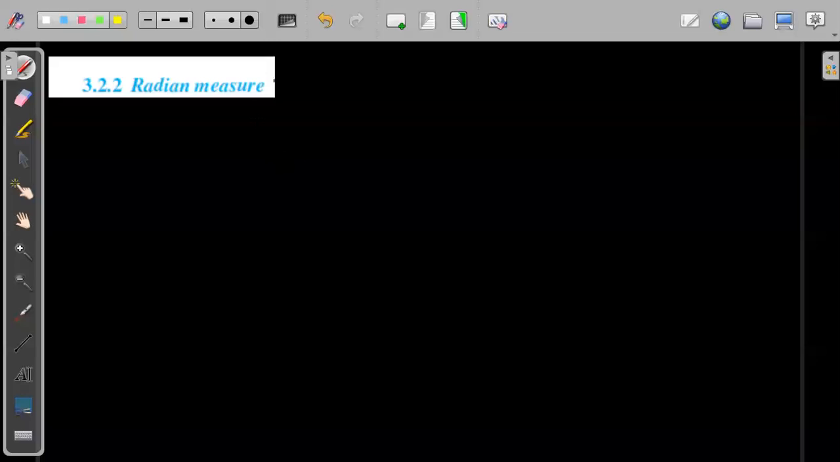So today we will do the revision for trigonometry. We have done sets, we have done functions. So today we'll do the revision of trigonometry.